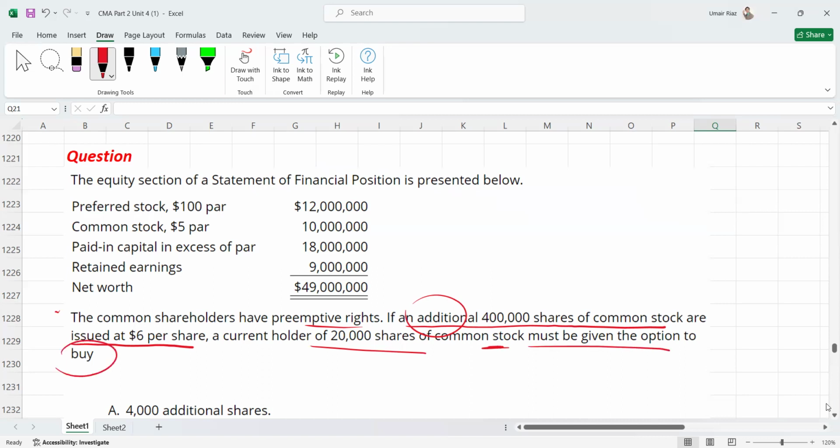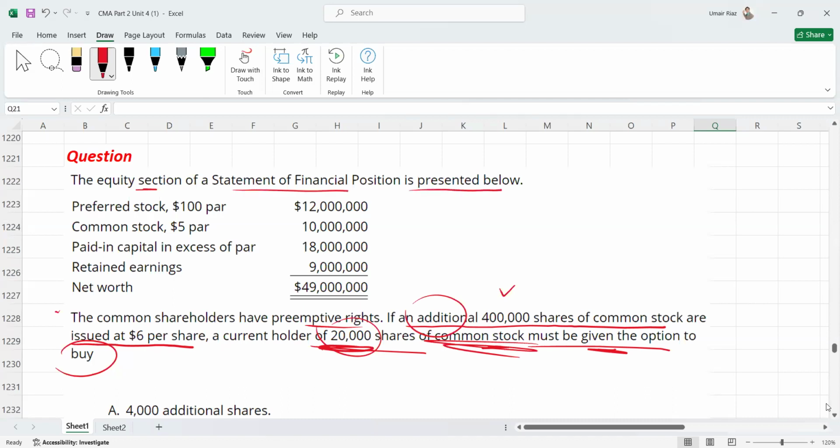So maybe now we have to look for the question actually. The question simply is, if the company is issuing 400,000 additional shares at $6, and let's assume there is an investor who owns 20,000 shares, how many shares will be given to the owner of 20,000 shares? How many new shares will you give? How many additional shares will you give to the owner of 20,000 shares? For this, we have to read the question. Now, here we go. They're saying the equity section, because the question is about common stock. Okay. So the equity section of the statement of financial position is presented below.